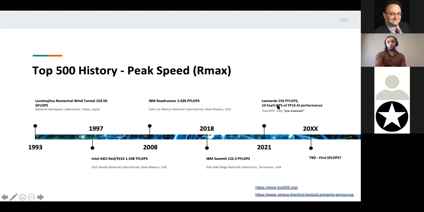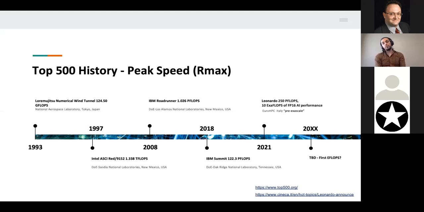And then what I've just found out about recently is Leonardo, which is coming in Italy through EuroHPC. And this system, in compute capacity, is 250 petaflops. That's what it promises, but they're also calling it pre-exascale. And they are claiming that it will provide 10 exaflops for FP16 AI performance.